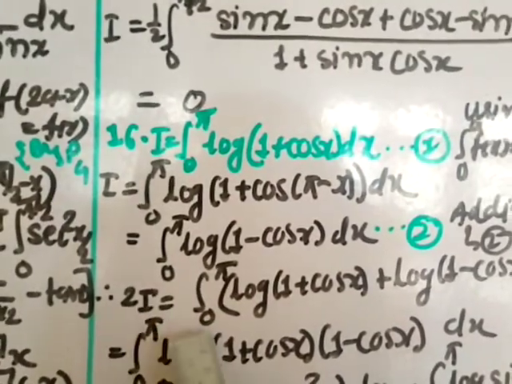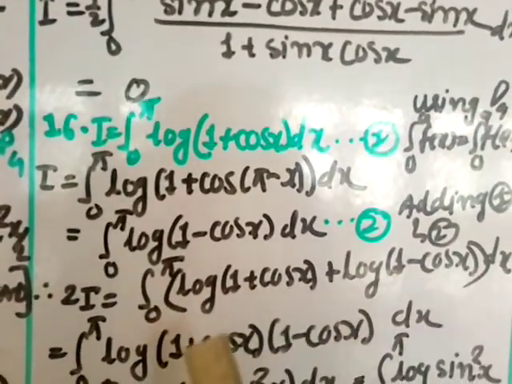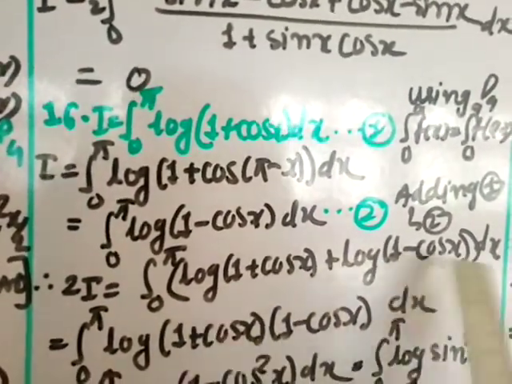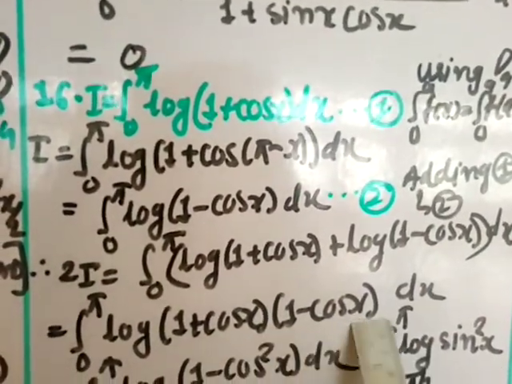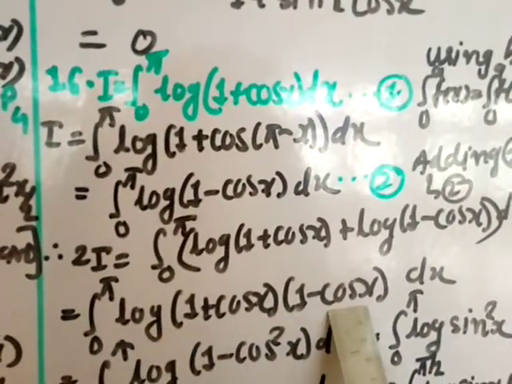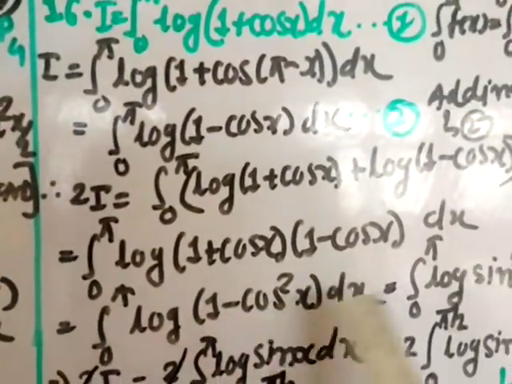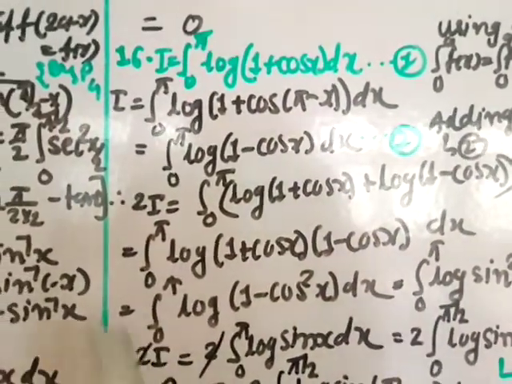So 2I is equal to integral 0 to π of log(1 + cos x) + log(1 - cos x). Using the log property, log m + log n gives you log(m times n). So log of (1 + cos x)(1 - cos x). This is (a + b)(a - b), that means 1^2 minus cos^2 x. 1 minus cos^2 x gives you sin^2 x. These 2 you transfer here, and there is 2I on this side, so the 2 and 2 cancel.